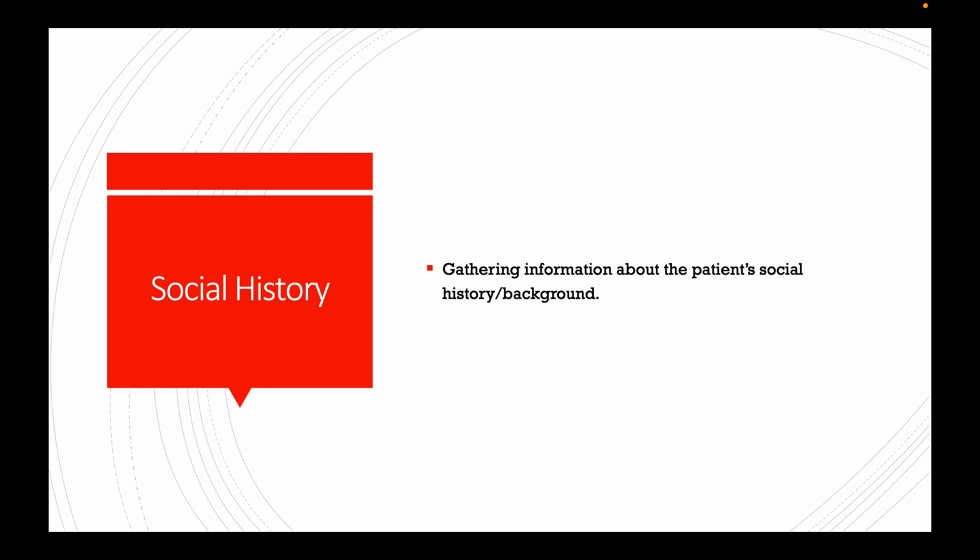The next step is social history. And this is where you gather information about the patient's social history and background. Sometimes the patient can be in a very stressful environment, and that can be a cause of, let's say, mental diseases. So gathering information about their social background is really important.